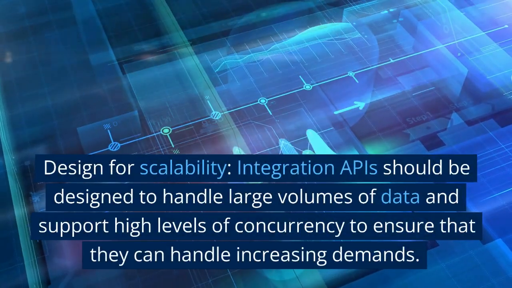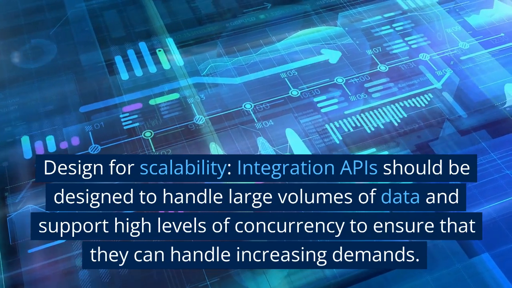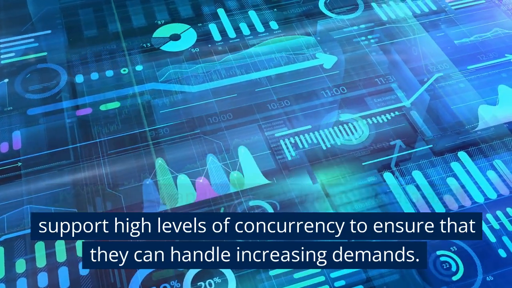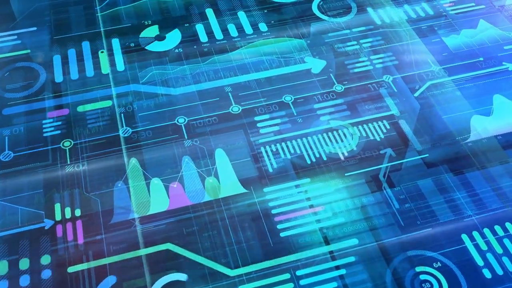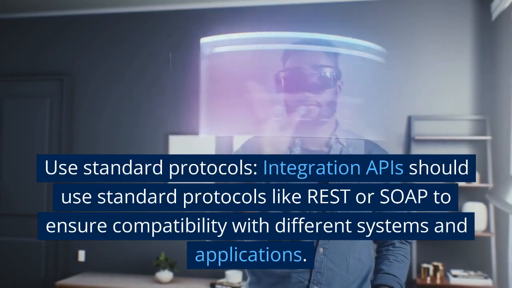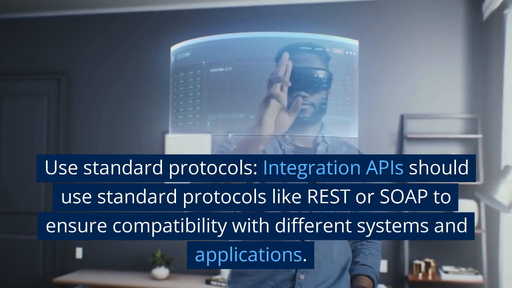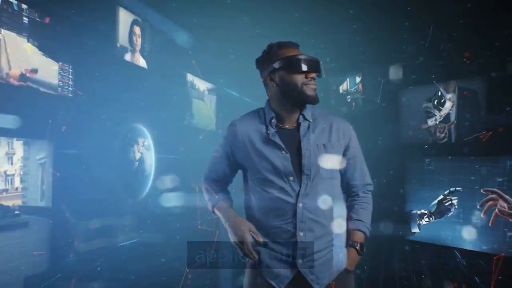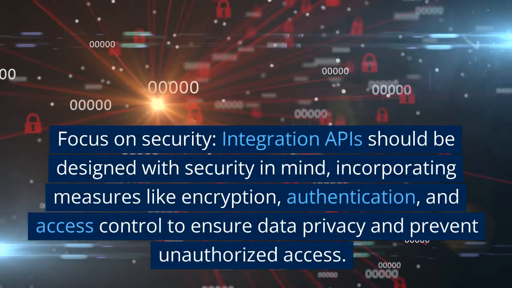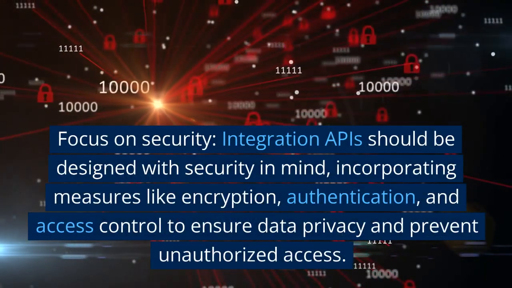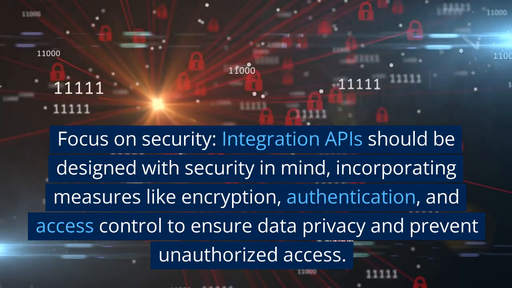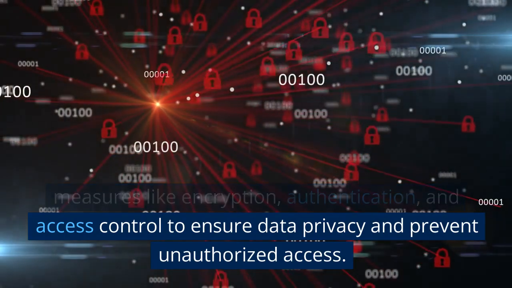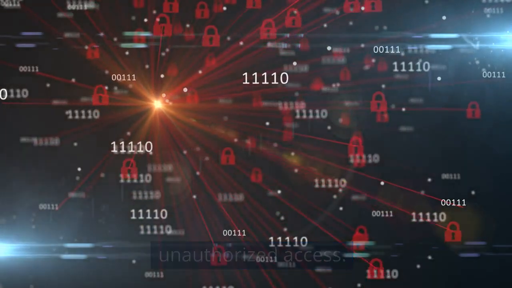Design for scalability. Integration APIs should be designed to handle large volumes of data and support high levels of concurrency to ensure that they can handle increasing demands. Use standard protocols. Integration APIs should use standard protocols like REST or SOAP to ensure compatibility with different systems and applications. Focus on security. Integration APIs should be designed with security in mind, incorporating measures like encryption, authentication, and access control to ensure data privacy and prevent unauthorized access.